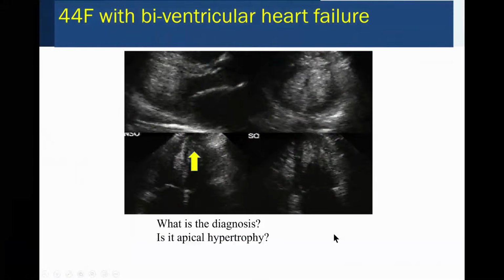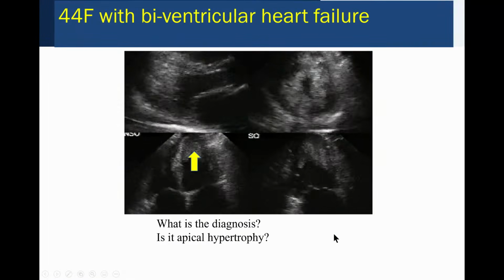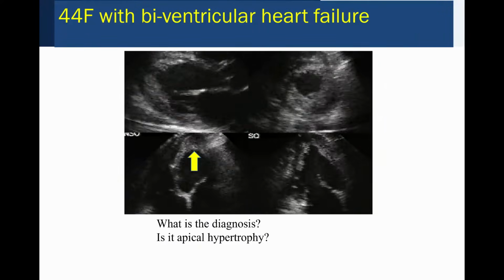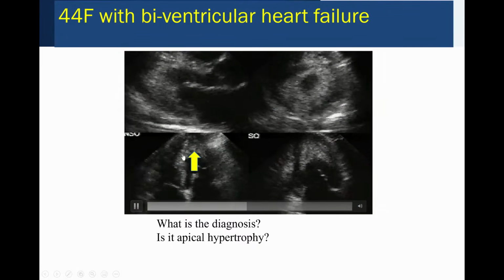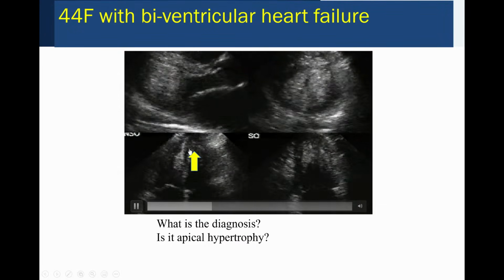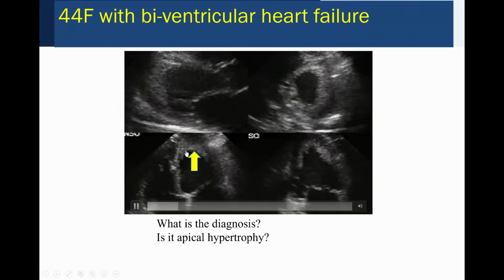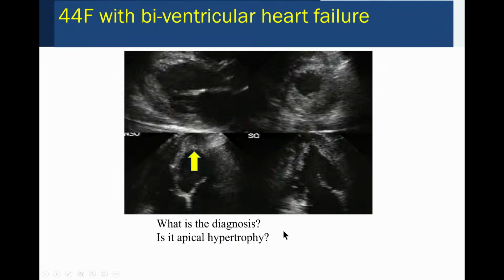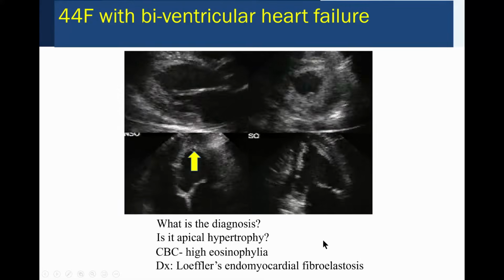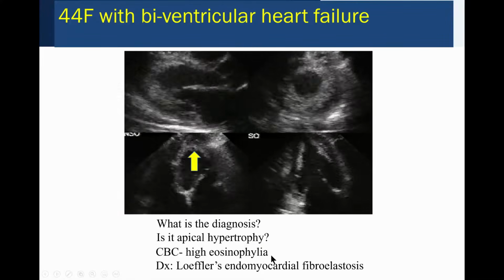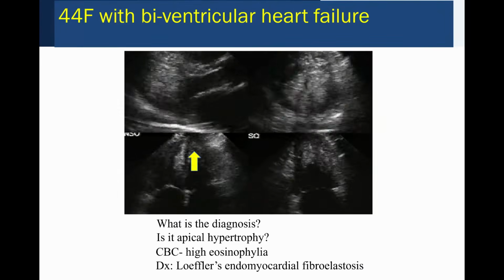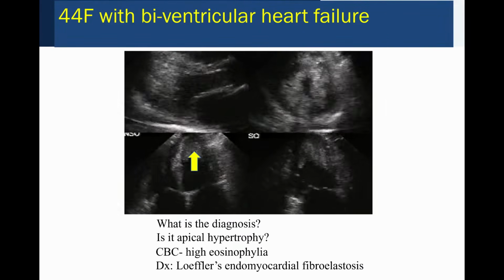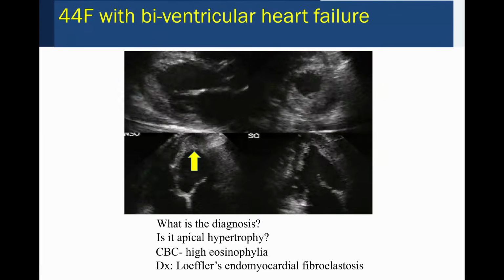Now, this is getting into the area of zebras, things that are a lot more rare. Is this an apical hypertrophic cardiomyopathy? Well, obviously there is something here. But notice that what we see towards the apex has a little different texture to the rest of the heart. And this patient has a very high eosinophilic count. Of course, practically everybody that presents with heart failure gets a CBC.